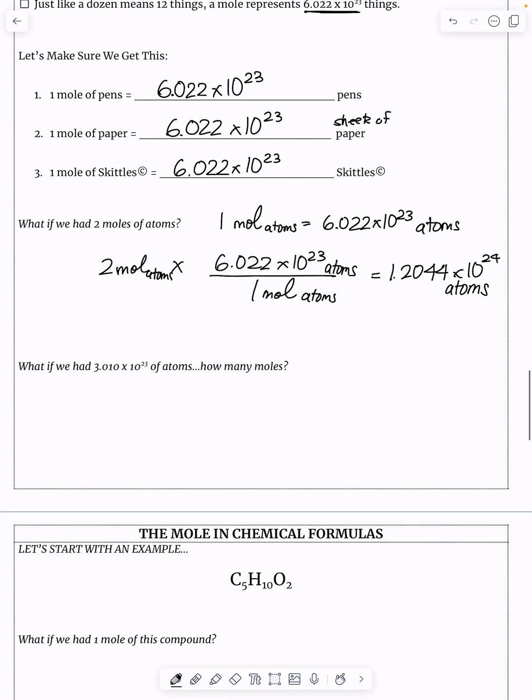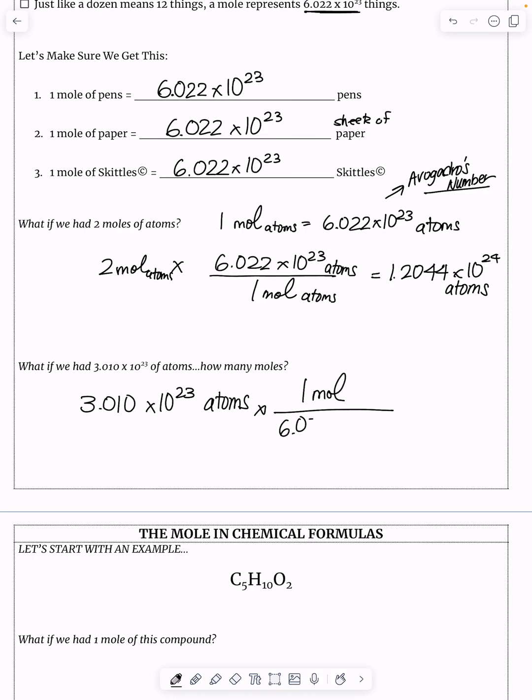I could do the same thing if I had 3.010 times 10 to the 23rd atoms. I'd have to divide by this Avogadro's number. By the way, I forgot to tell you, this is Avogadro's number. You may have seen that in a previous video. So what I would do here is 3.010 times 10 to the 23rd atoms. If I want to know how many moles there are, 1 mole is 6.022 times 10 to the 23rd atoms. This is going to give me 0.5 moles.